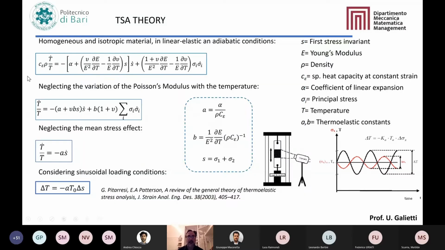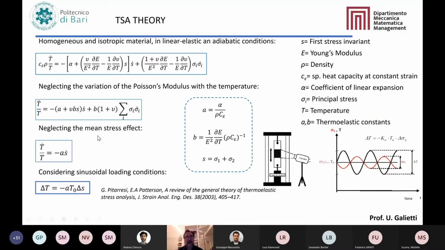And in fact, if we start from the first principle of thermodynamics, we come up with the relation that the temperature change of a solid body is related to the change, it's an assumption, to the change of the volume of the material.